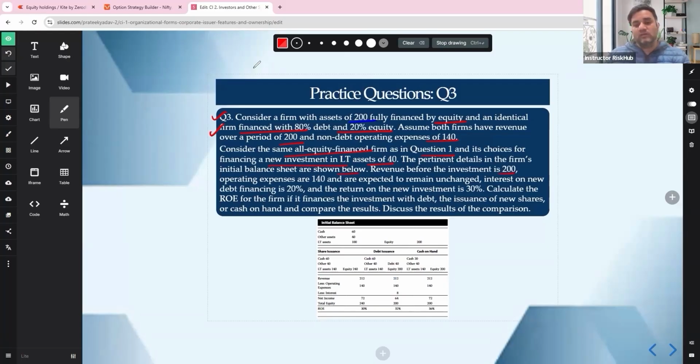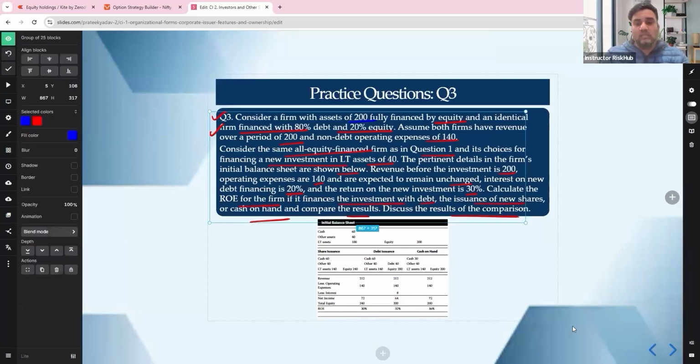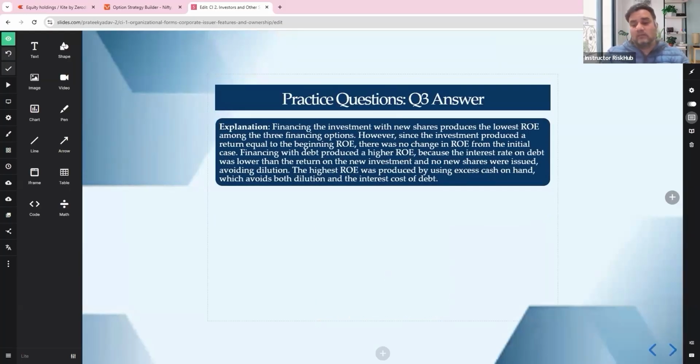Revenues before the investment 200, operating expenses 140, expected to remain unchanged. Interest on new debt financing 20%, return on the new investment 30%. Calculate the ROE for the firm if it finances the investment with debt, the issuance of new shares, or cash on hand. Compare the results and discuss the results of the comparison. Okay, long thing. We have discussed it already, half of it, or 75% of that, right? But let's read the answer. You have to go and practice.